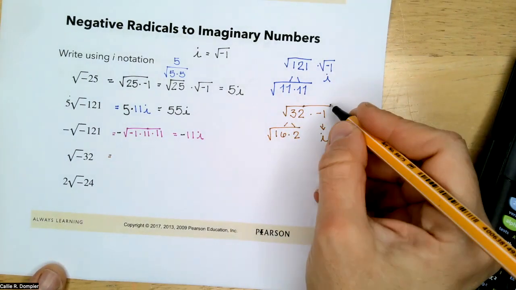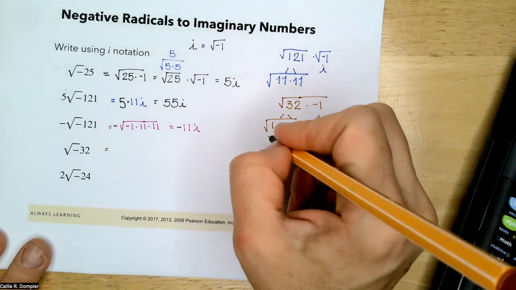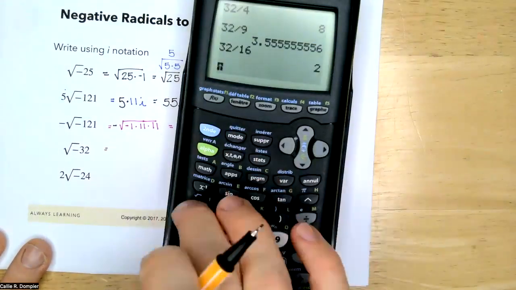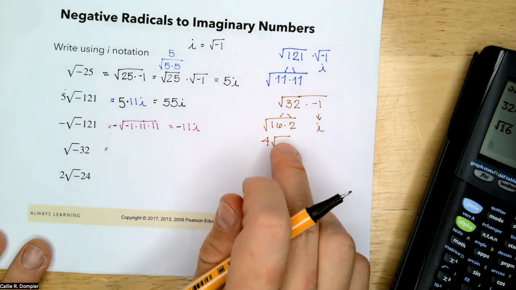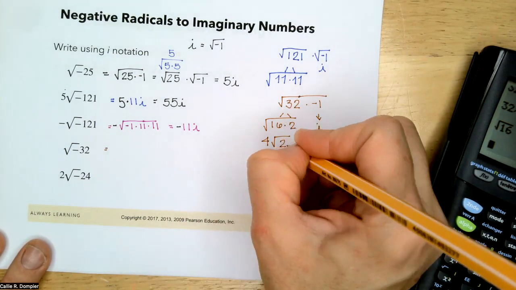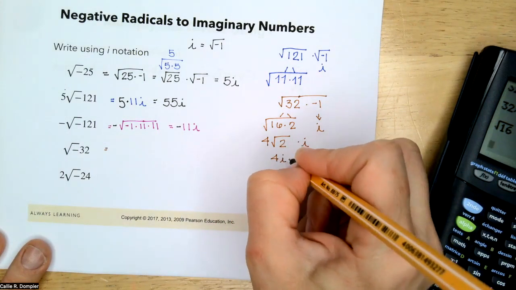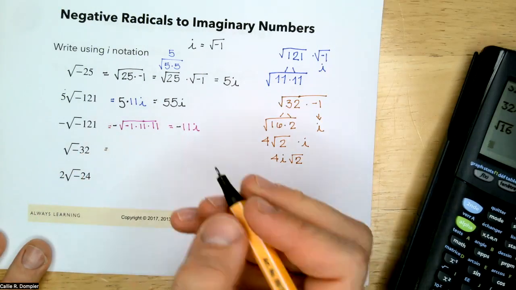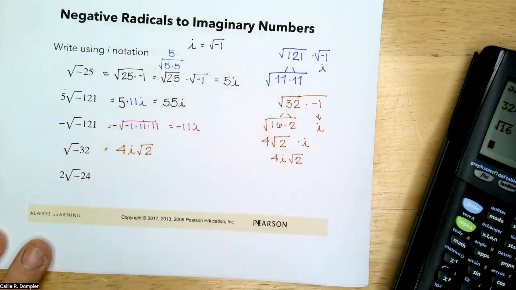The I is not under the radical anymore because a negative 1 under the radical becomes an I. The 16 is a perfect square, right? The square root of 16 is 4. So that square root of 16 comes out as 4. We're left with a 2 under here times I. I'm going to put the I with the 4 because it's not under the radical. So the final answer for the square root of negative 32 is 4I square root 2.